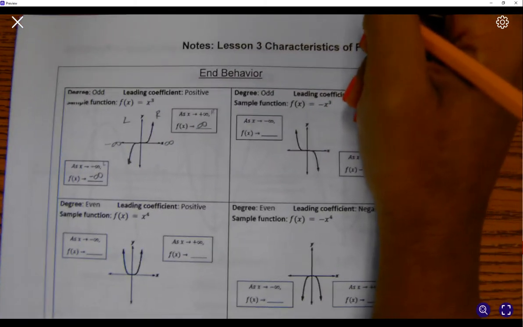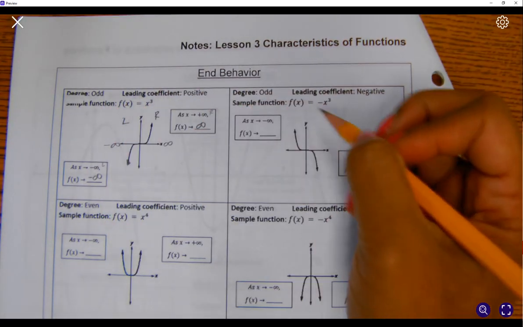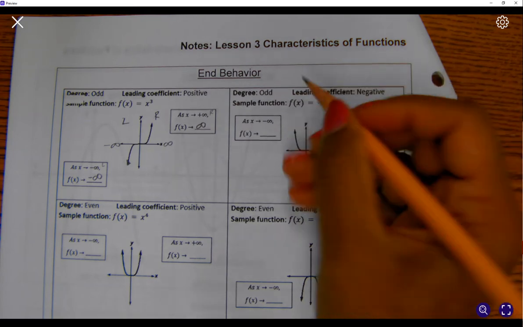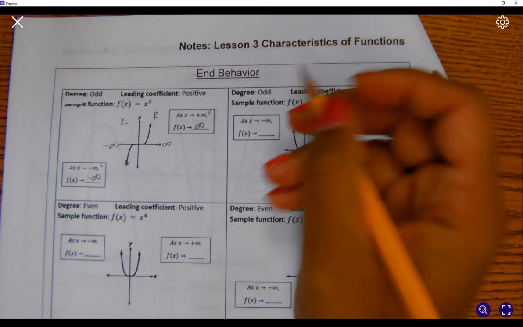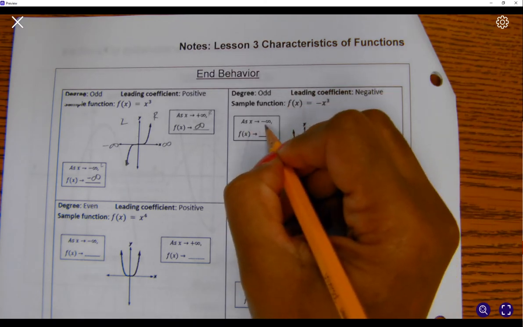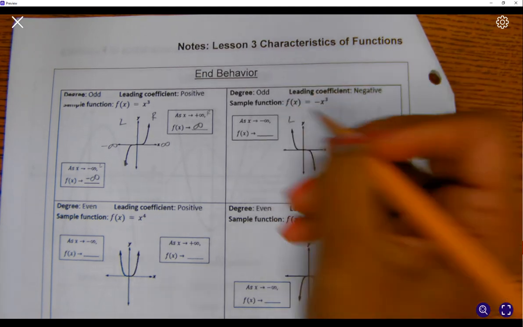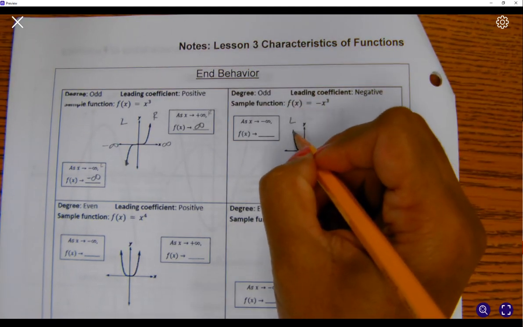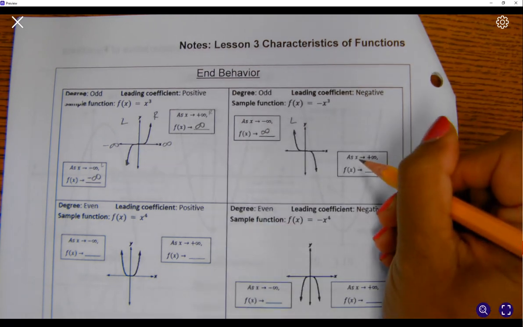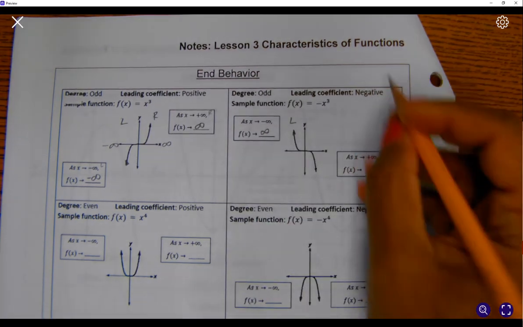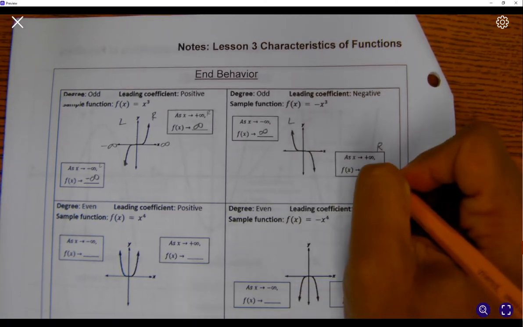There are some other notes over here, but I just wanted to point out these things. So on this graph right here, what is your graph doing on the left side? It says x goes to negative infinity, so it's on the left side right here. My f of x is going up. It's going to positive infinity. And then as x goes to positive infinity on the right side, my f of x is going down to negative infinity.